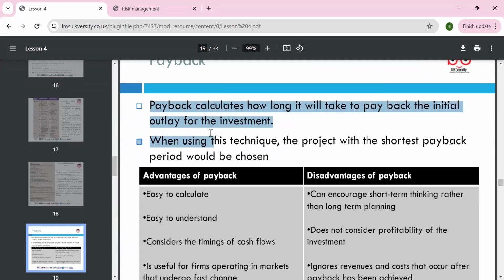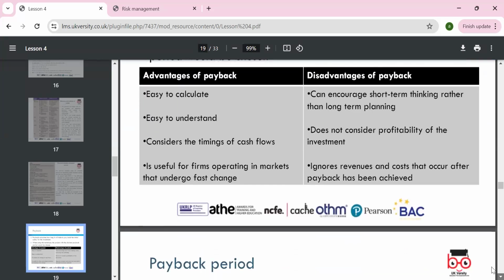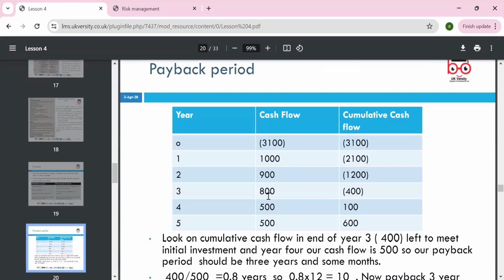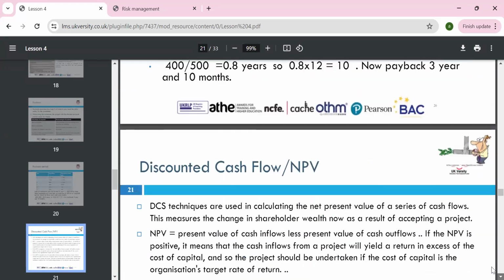With payback, it is easy to understand what you invest and how long it will take to cover it, but it does not consider the value of money or the probability, and it ignores revenue and cost. For example, we are investing 3,100. We cover the 3,100 in 3 years. At the end of 3 years, there is still 400 outstanding. The outstanding amount is divided by the following year's inflow, times 12 because there are 12 months in a year. We can say this project will take 3 years and 10 months.